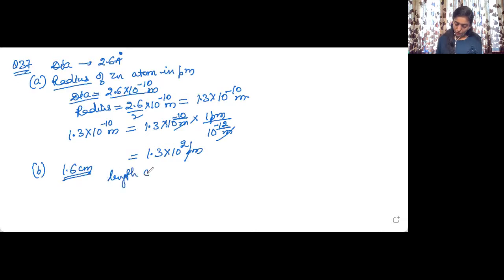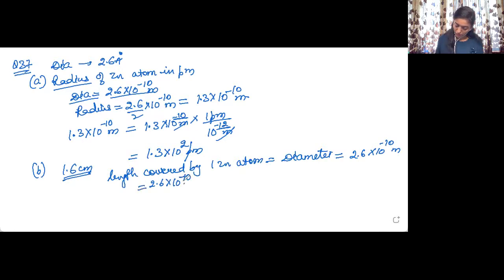Length covered by one zinc atom is equal to the diameter of the zinc atom. Okay, so it is equal to 2.6 into 10 raised to the power minus 10 meter. Now let us first convert it into centimeter. So 2.6 into 10 raised to the power minus 10 meter. Here I can write 100 centimeter because in 1 meter there are 100 centimeters. So I can just write it this way. So it will be equal to 2.6 into 10 raised to the power minus 8 centimeter.